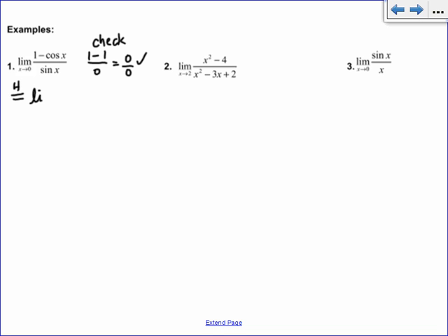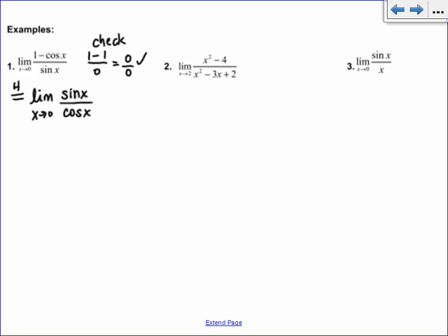Okay. So we're going to have the limit as x goes to 0. And we take the derivative of the numerator. So it's the derivative of 1 minus cosine of x. Yeah, the derivative of cosine is negative sine. So it's going to be minus a negative sine, which is sine. And the derivative of sine? Cosine.